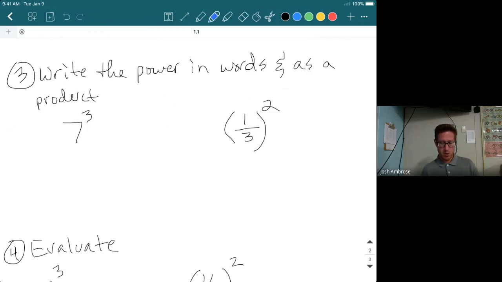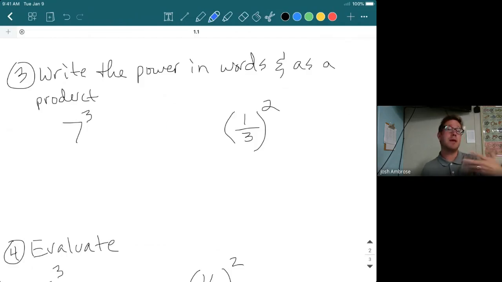All right, new directions. Write the power in words. That's the first thing. And then as a product. Okay, so let's go one step at a time here. Let's write the power in words. So the first one you have is 7 to the power of 3. Or you could say this is 7 cubed.